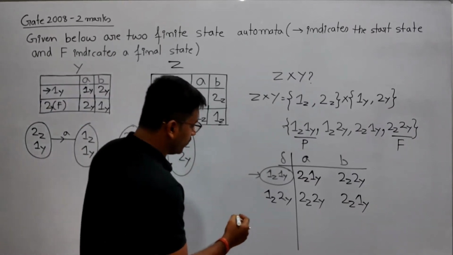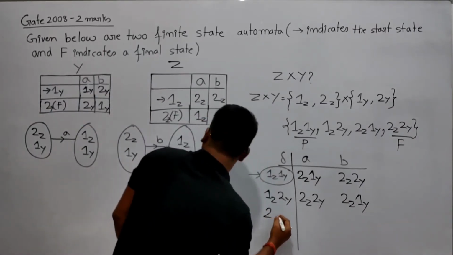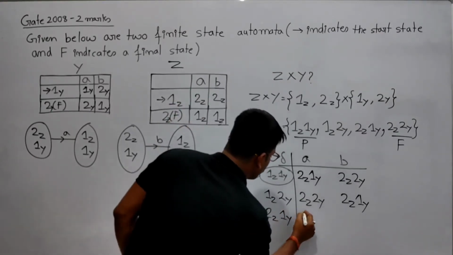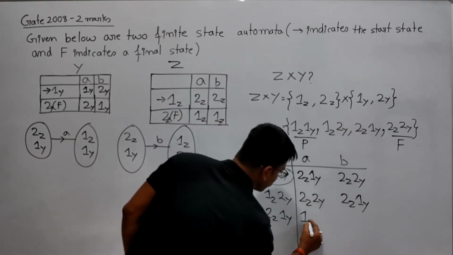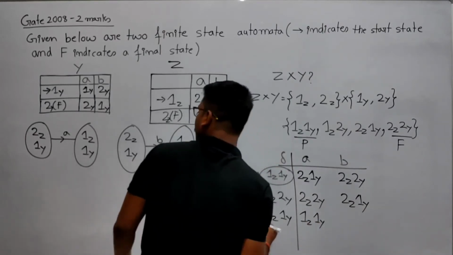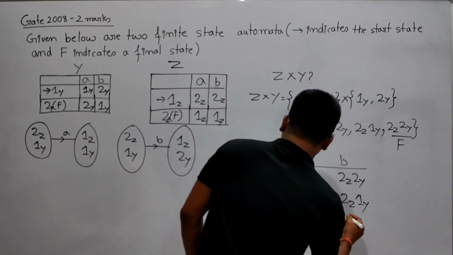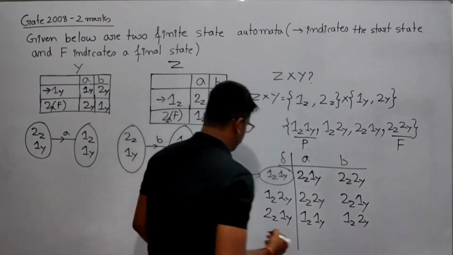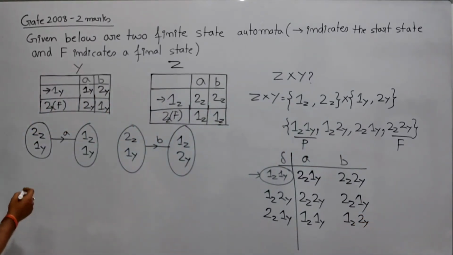So 2z 1y on getting A is going to 1z 1y, and on getting B it's going to 1z 2y. Now similarly for 2z 2y.